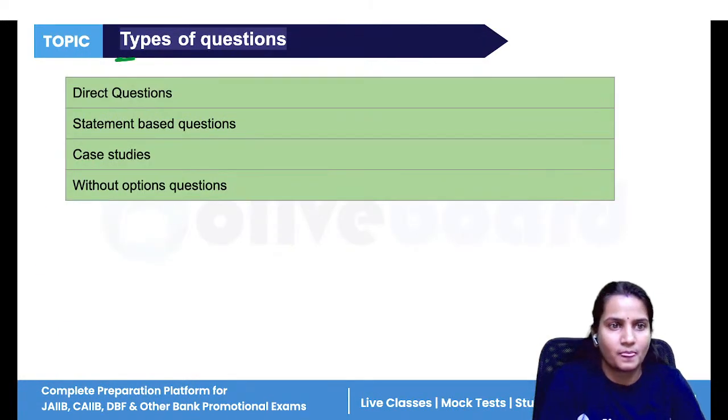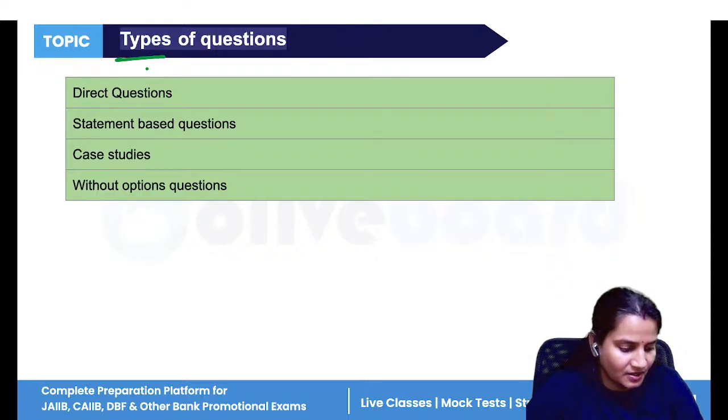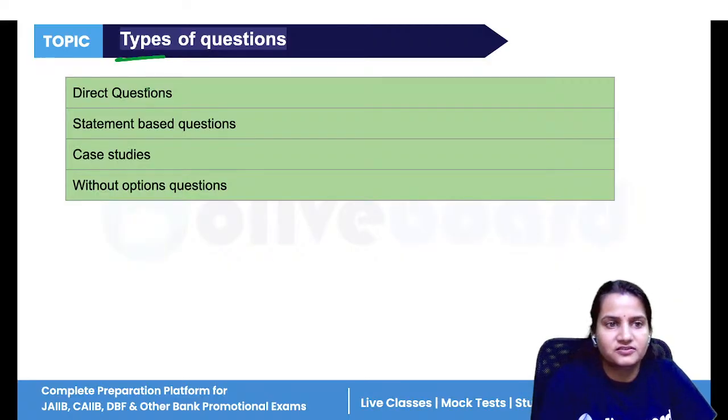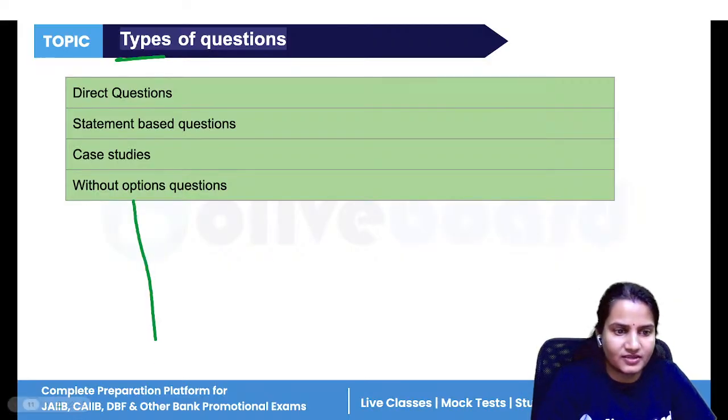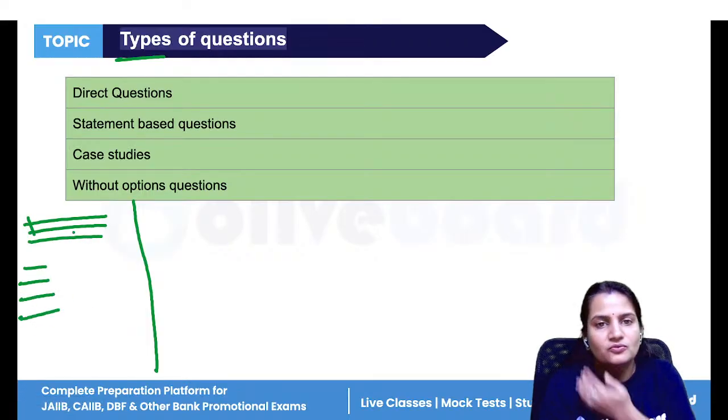Now, next is the types of questions. What are the different types of questions that you will see? The pattern of questions, the types of questions you will see in your exam. First is the direct question. Now what is a direct question? One question is given to you with four options, and you have to choose the correct option.